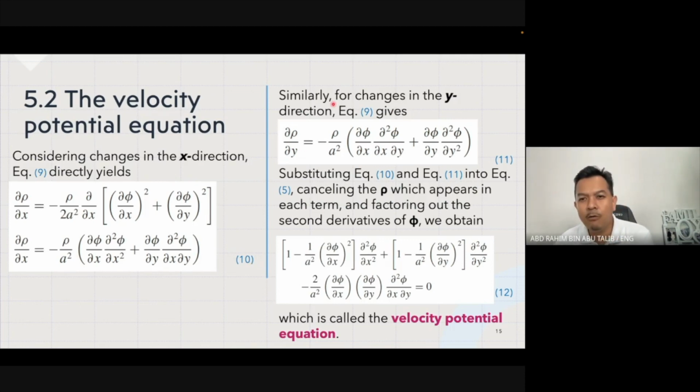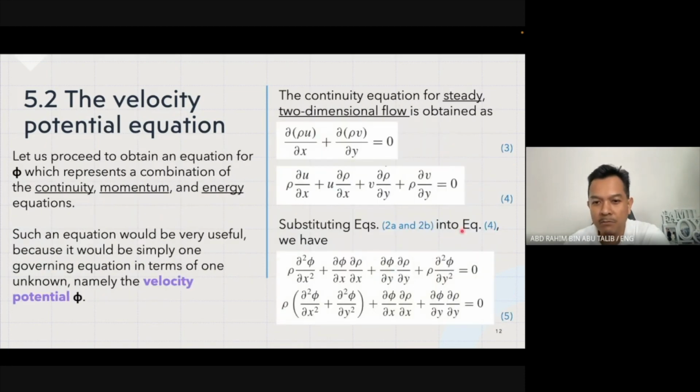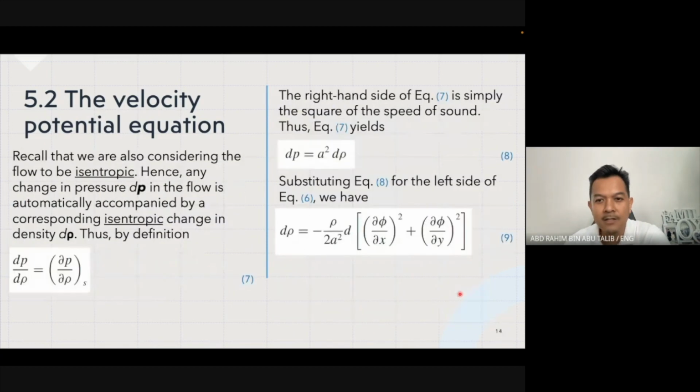So similarly, for changes in the Y direction, so this one is only the X direction. What happened in the Y direction? We similarly express the terms in the Y direction. Okay, so we will get equation 11, right? So now we have the X direction as well as the Y direction. So we want to substitute equation number 10 and equation number 11 into equation number 5. Let us just visit quickly equation number 5. So this is equation number 5 that we have already derived earlier, right?